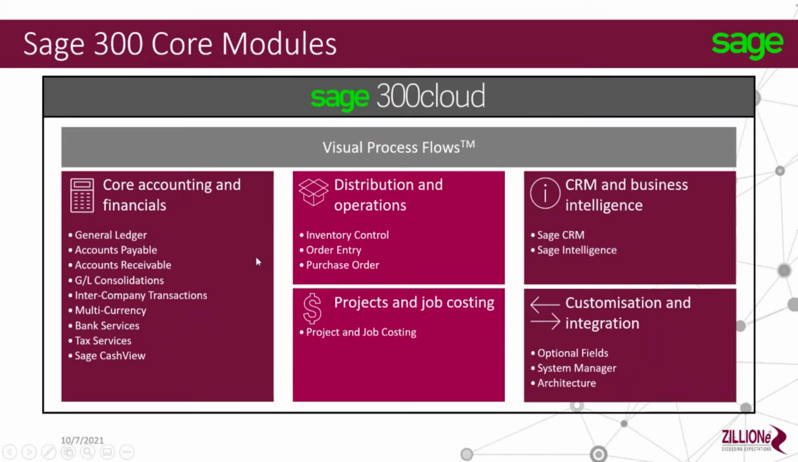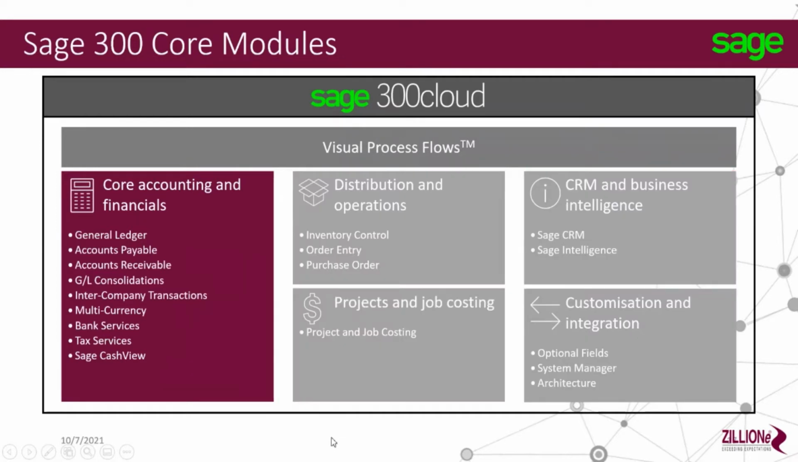Just touching on the current core modules that are in place. Most of you probably have these modules already set up, so I won't go into too much detail here. We can touch on these once we're doing the demonstration. But in terms of the core accounting and financials, we have the general ledgers, the accounts payables, and consolidations, which is an extendable module. The intercompany transactions, if you are a group of companies, can be processed right now. Obviously, there's multi-currency, and that module has improved comprehensively over the years as well. Improved bank services, tax services, and then the Sage Cash View to monitor your cash flow.